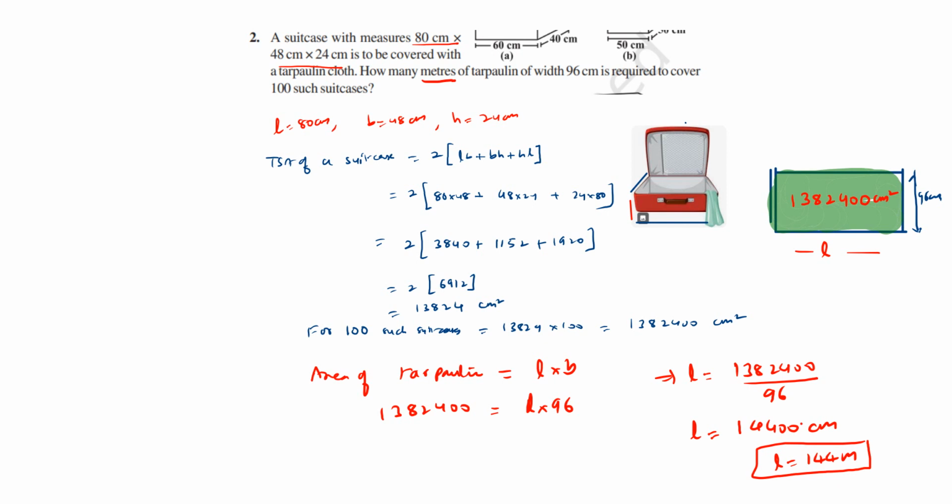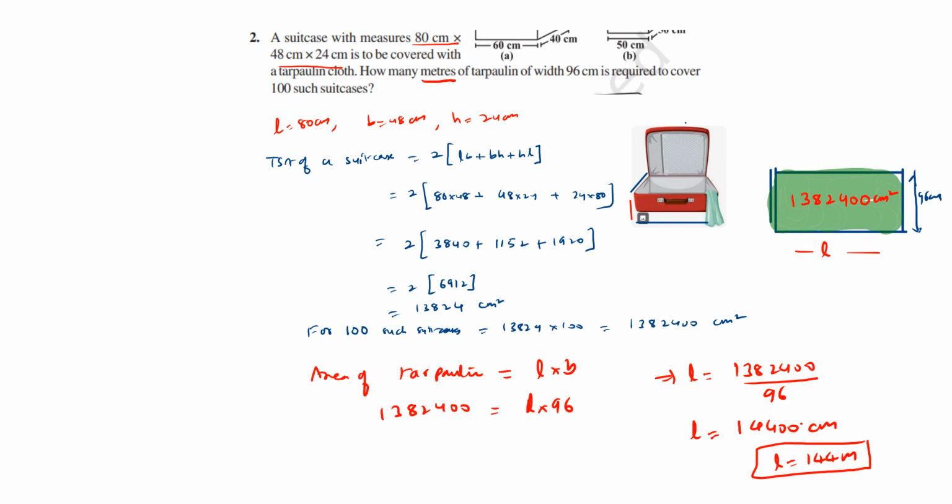If we want 1 meter, we'll take 1 meter. We want 100 meters, we'll take 100 meters. We want 144 meters, we will take 144. How do we know that we have to use L multiplied by B? Because when you keep the tarpaulin cloth on the floor, it will take a rectangle shape. It can also be a square.